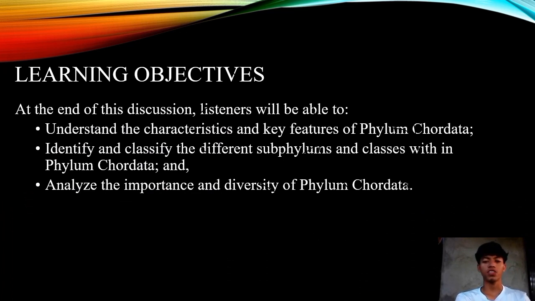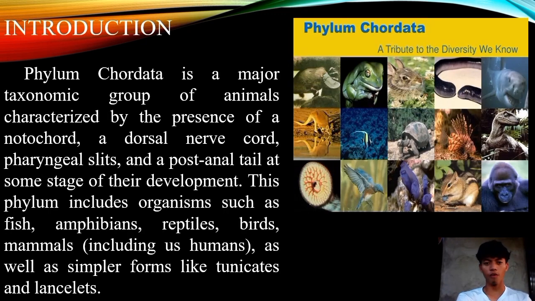At the end of this discussion, listeners will be able to understand the characteristics and key features of Phylum Chordata, identify and classify the different subphyla and classes within Phylum Chordata, and analyze the importance and diversity of Phylum Chordata. So, Phylum Chordata is a significant taxonomic group encompassing animals characterized by several key features at some stage of their development.